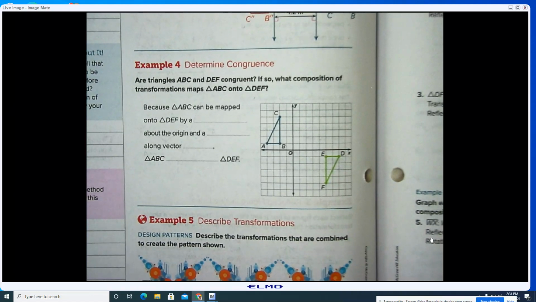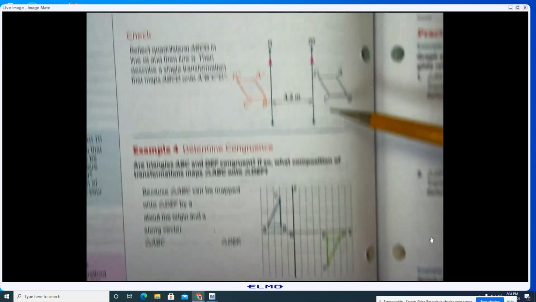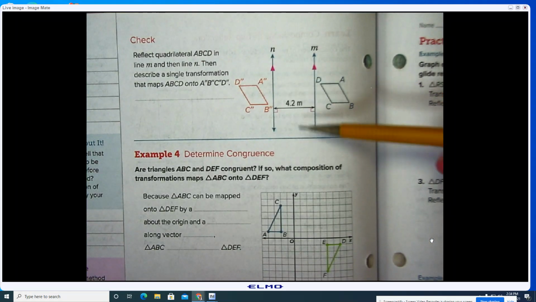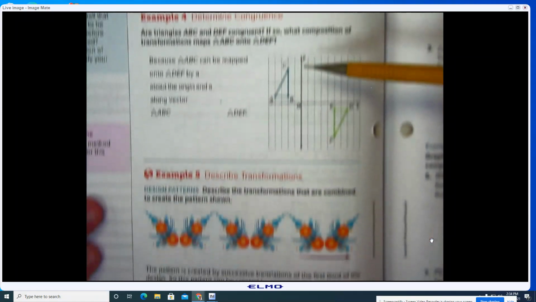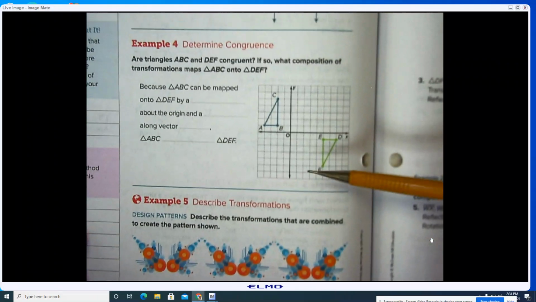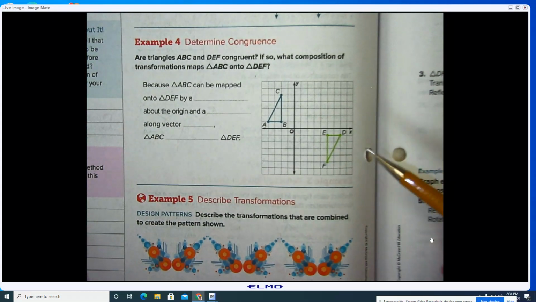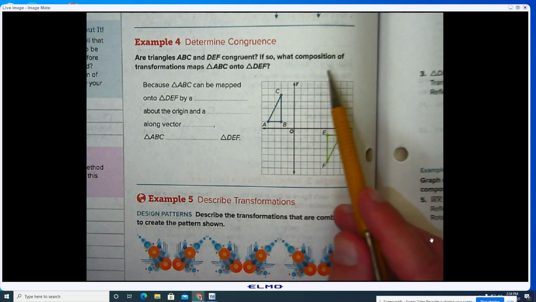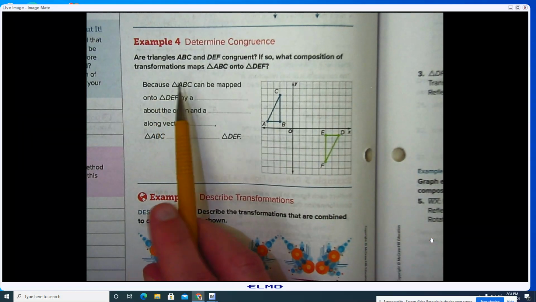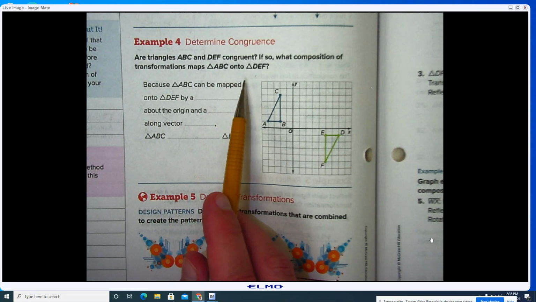All right, example 4. So here's that check to see if you're understanding what's going on with what we've just talked about. Example 4, are triangles ABC and DEF congruent? Congruent means they're the same. If so, what composition of transformations maps ABC onto DEF?